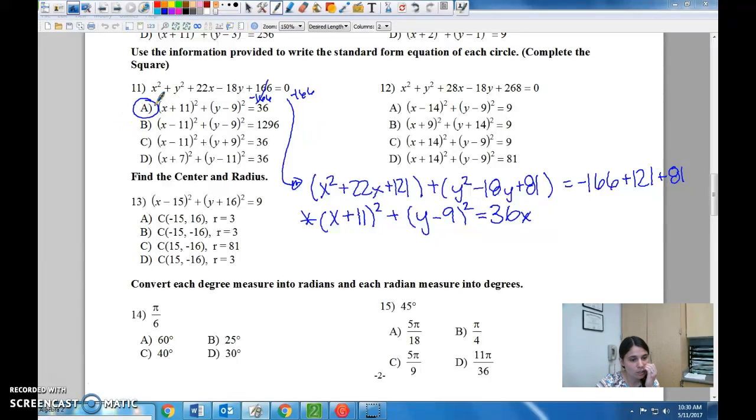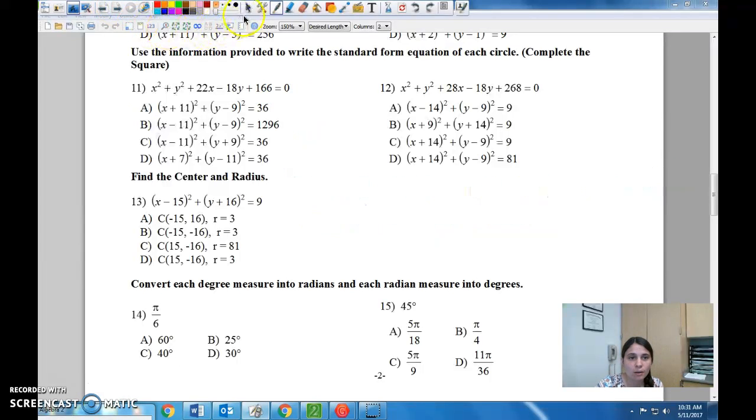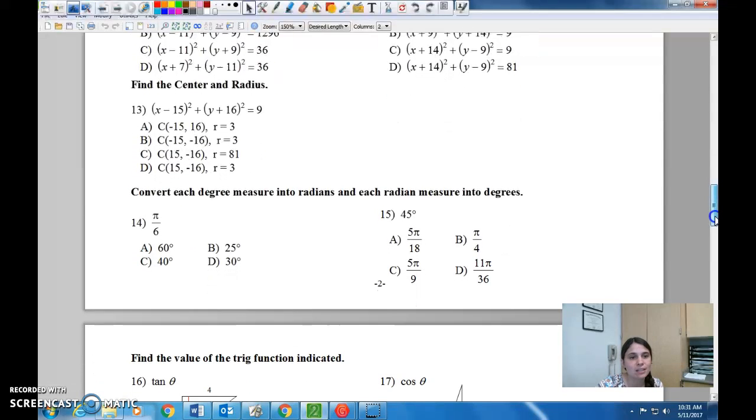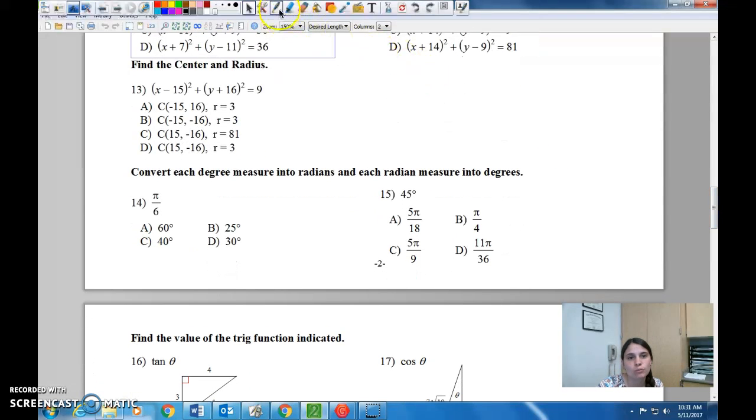So I'm going to go ahead and let you try that same process on number 12. And it was kind of a lot really fast, so if you need to rewind it and watch it again, that's totally fine. Number 13 is asking for the center and radius. And the biggest thing to be careful of on this is to make sure you know your signs. So your center ends up being a positive 15 and a negative 16. So that's C or D.